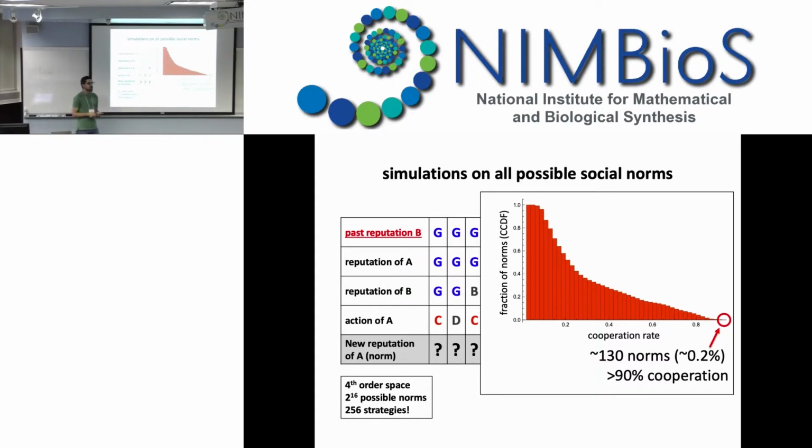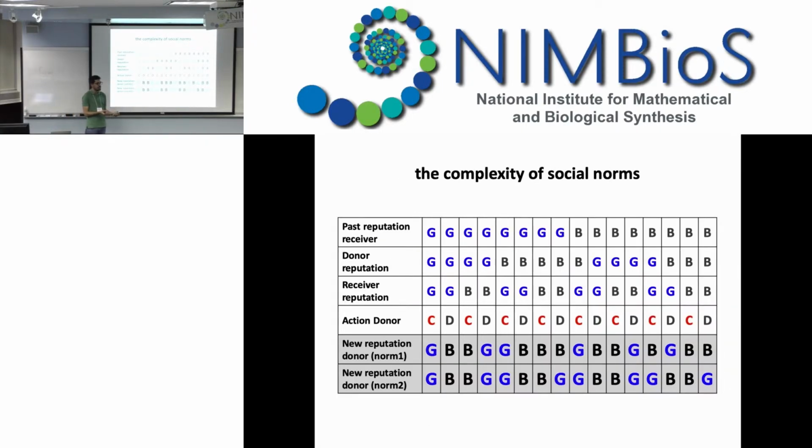And now the question is, can we still somehow distinguish between these norms? And we can if we look at their complexity, as we will see. So here I'm showing you two examples of norms. By looking at norms in this form, we cannot tell much about how simple or how complex they are. We know that both of these norms promote more than 90% of cooperation.